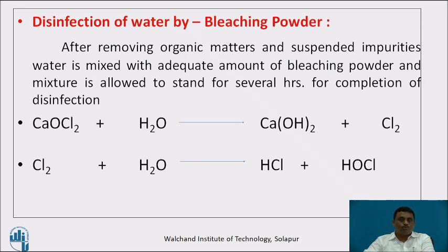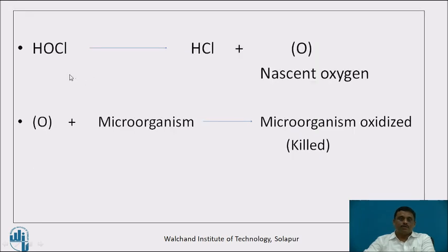Now the third one is disinfection of water by using bleaching powder. After removing organic matter and suspended impurities, water is mixed with an adequate amount of bleaching powder and the mixture is allowed to stand for several hours for the completion of the following reaction. So this is the bleaching powder, that is calcium hypochlorite, a molecule which is mixed with the infected water, which forms calcium hydroxide and evolves chlorine gas. The evolved chlorine gas again reacts with the infected water. It forms HCl and hypochlorous acid, which is an unstable molecule, which in the next step forms nascent oxygen, and the nascent oxygen kills the microorganisms. This is also one of the effective methods for removing the infection of water. So here we have learned three methods. One is disinfection of water by using chlorine gas or concentrated solution. Second, by using chloramines, and third, by using bleaching powder.